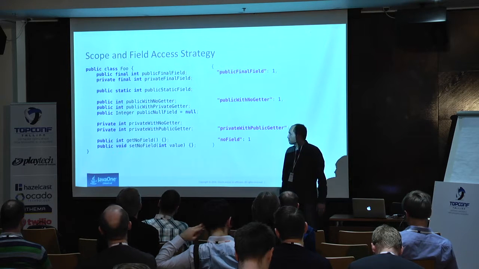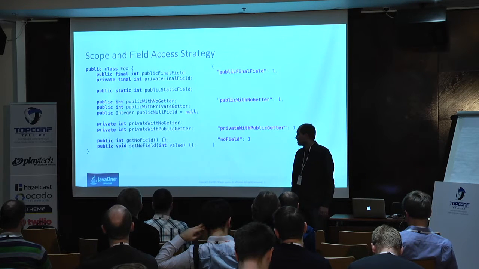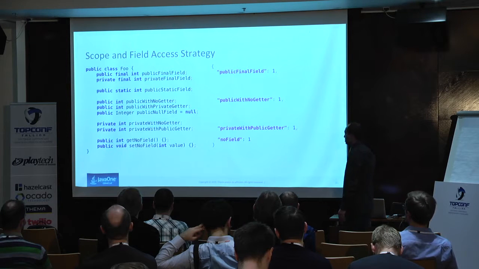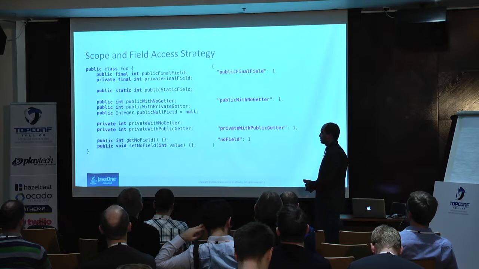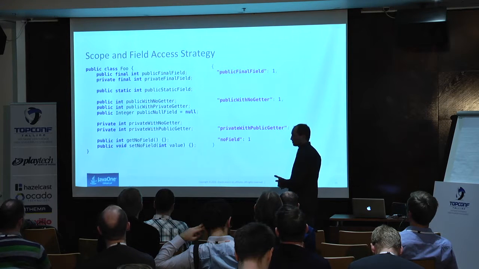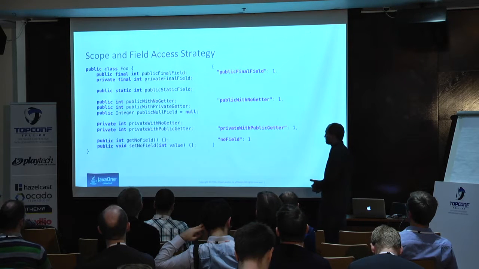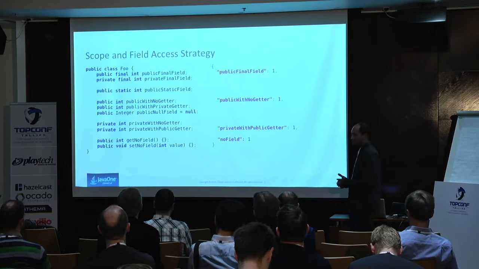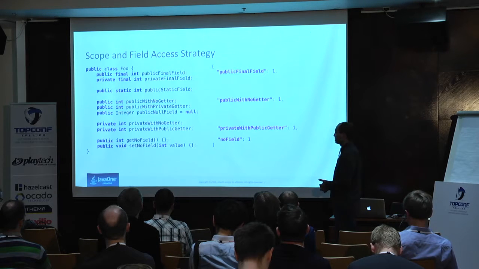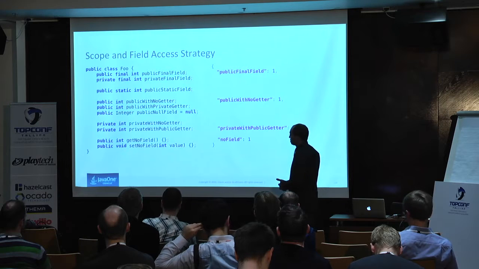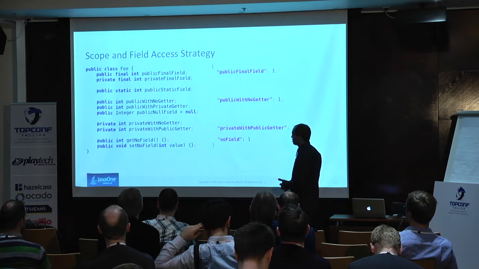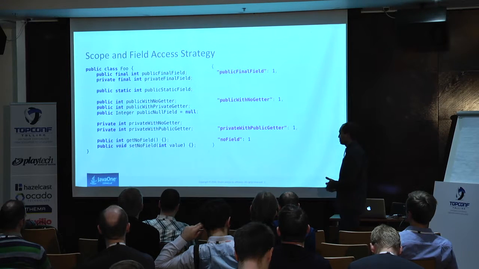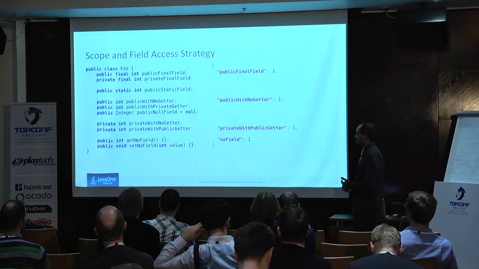Say we have some class Foo with a bunch of fields. First one is public final, so that's serialized. Private, so not serialized. Third field is static, so by default it is not serialized. Then we have a public field with no getter, that is going to be serialized.